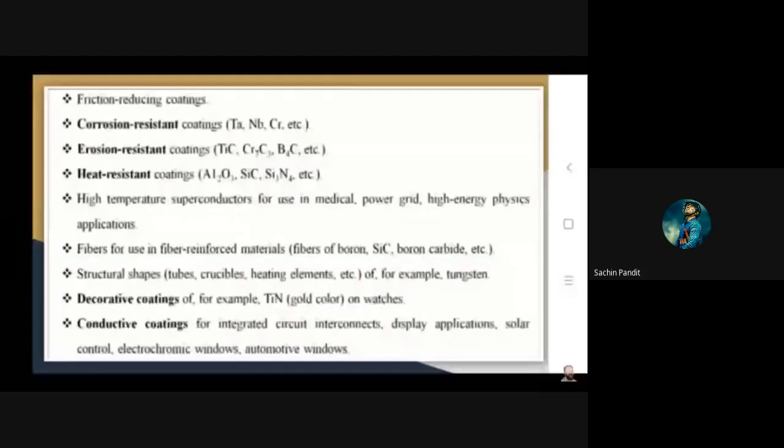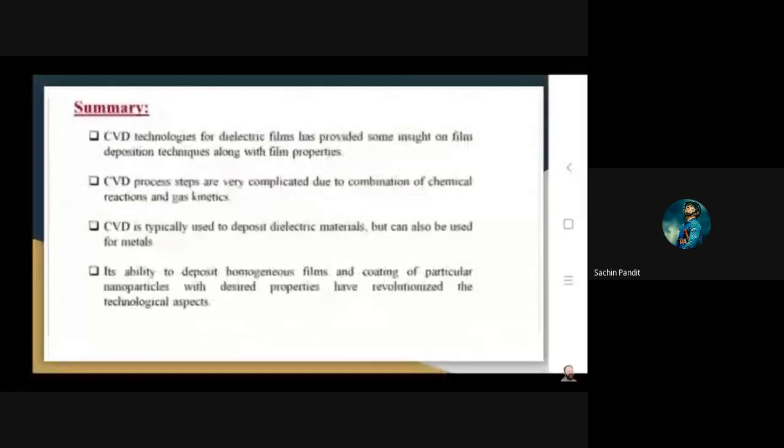Okay, so here I have given some summary about this. So this is about our today's lecture.